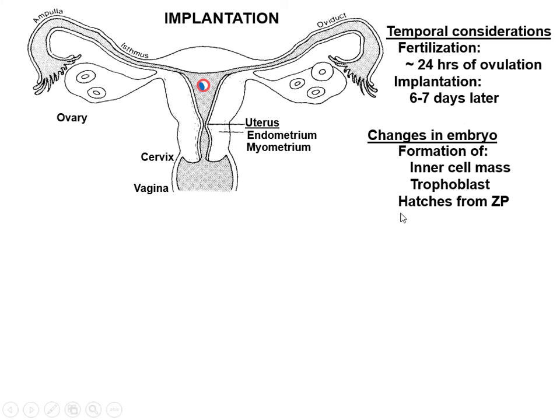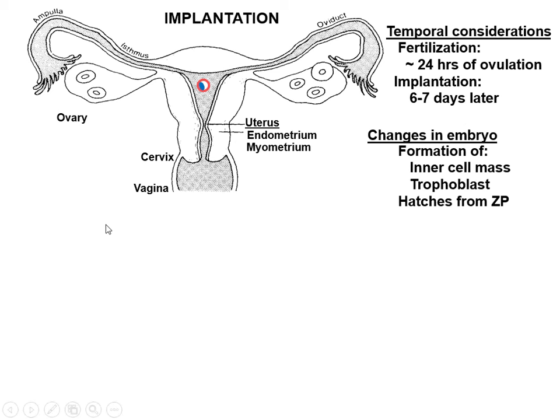The other important thing that happens once it gets down into the lumen of the uterus is it hatches from the zona pellucida. Remember, that's that hard glycoprotein shell. It protected that embryo as it moved down the oviduct and got into the uterus. But once it's there, you've got to get out of it so the trophoblastic cells can interact with the endometrium.